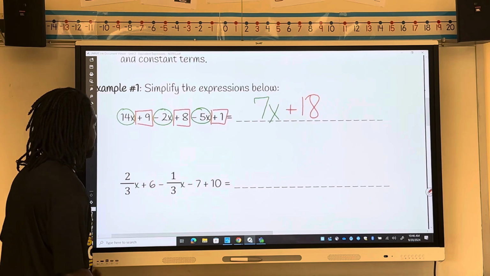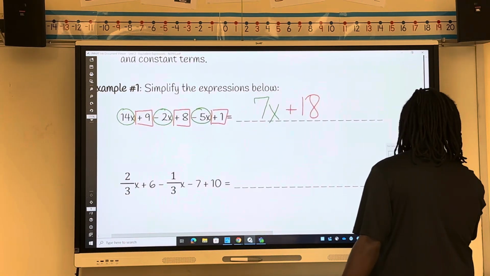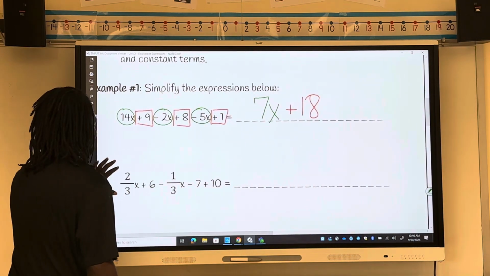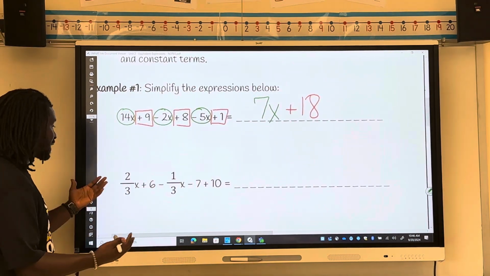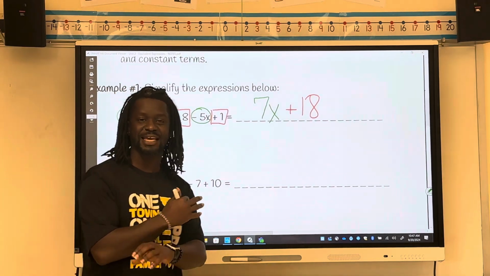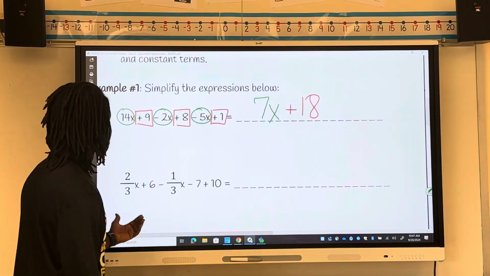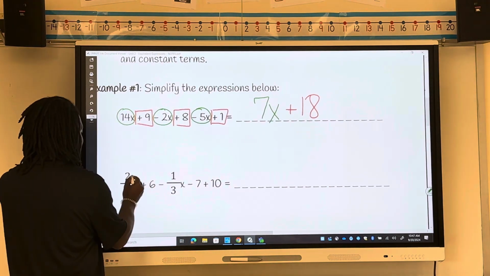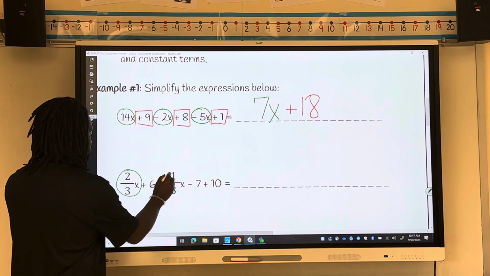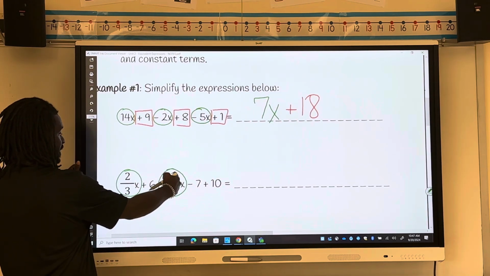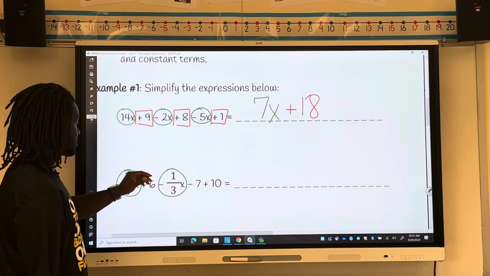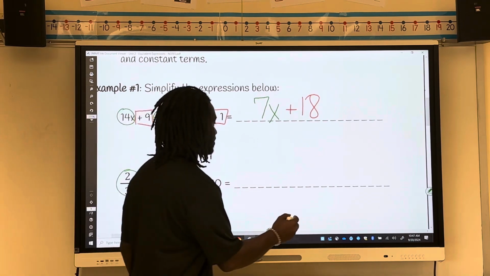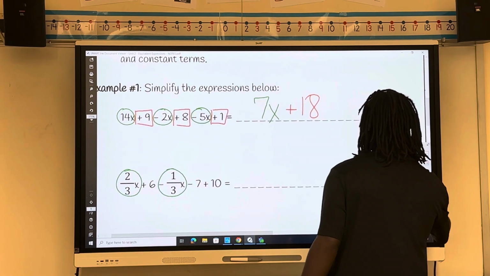Let's continue on. This next one has fractions, and you are going to have to know how to do fractions, but it is the same thing. It is no different just because it has a fraction. We're going to treat it just like it was a whole number. I'm going to start by circling all of my variable terms, including the sign that goes in front of it as well. And then I'm going to put a box around all of my constant terms.